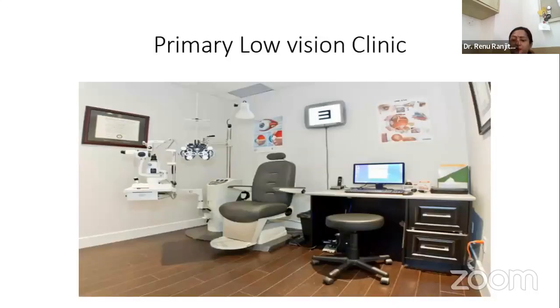Now we come to the primary low vision clinic. What do we need in a primary low vision clinic? We just need basic low vision devices. We do have a refraction set and a visual acuity chart. We need to check vision. LogMAR charts are available in all digital charts. If you don't have one, it's not very expensive; it is very affordable and easily available.